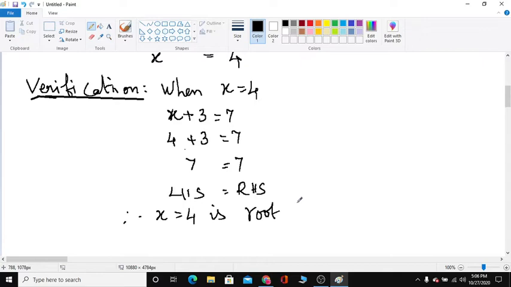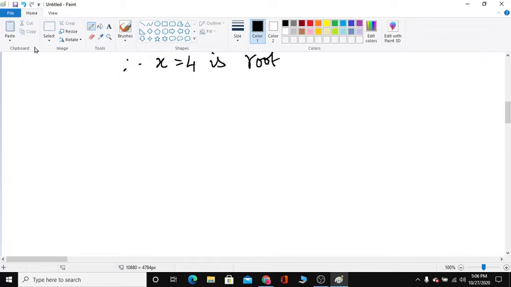Now we will go to the next problem. Example 2, page number 61.